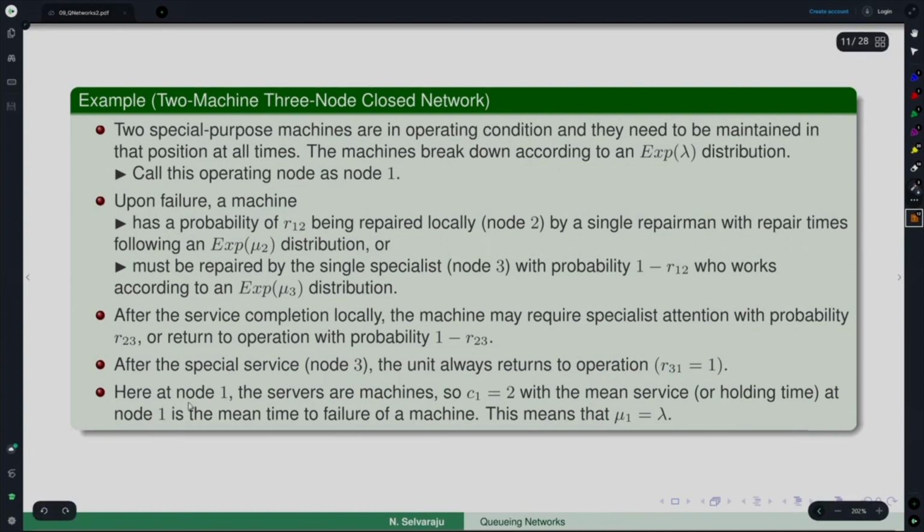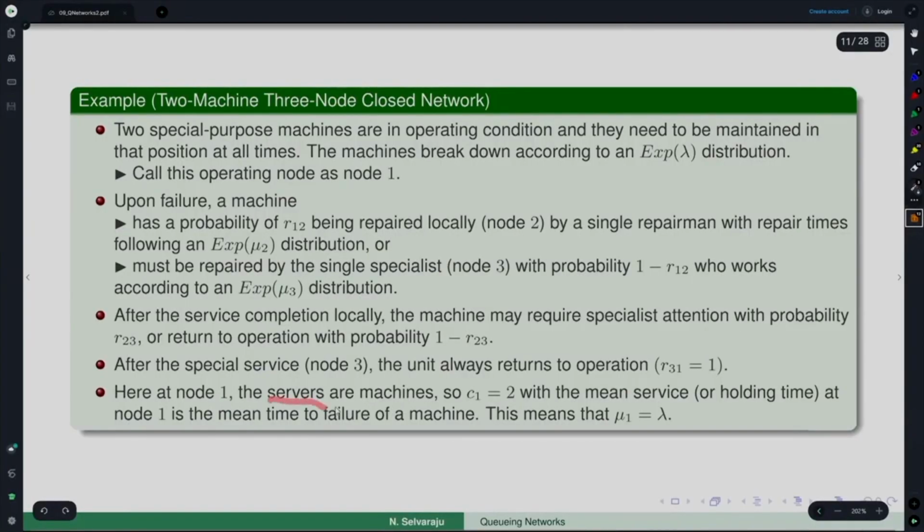So, what we have here, we have 3 nodes, there are 2 machines, two number of customers. So, either both may be in working condition or both may be in failed condition with either node 2 or node 3, or one may be working, one may be failed, or both may be failed, all possibilities are there. And at node 1 there are two servers, basically here are the machines. So, C1 equal to 2, but C2 and C3 are 1 each in the remaining ones. Okay. So, mu 1 here is actually lambda.